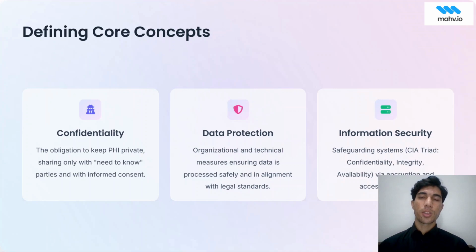Then there is information security, which are basically the safeguarding systems, for example encryption methods and role-based access control, which ensure confidentiality, integrity, and availability, which is also known as the CIA triad.